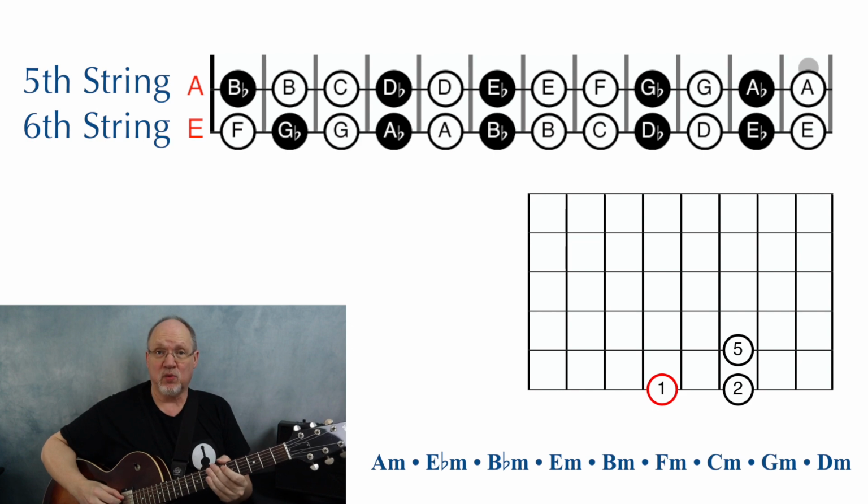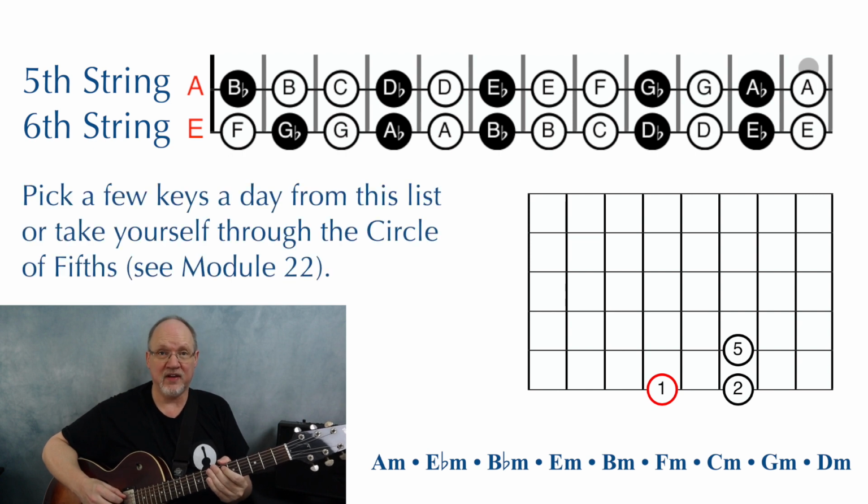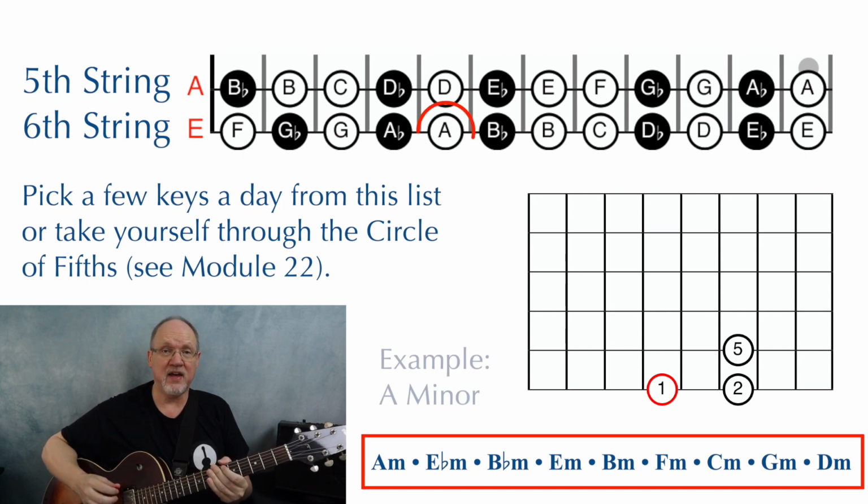At the bottom of page 155, we have this minor 2-5-1 playing exercise. What I'd like you to do is pick a few minor keys a day. You could choose from this list, or you could take yourself through the circle of fifths. For our example, we're going to use the key of A minor.